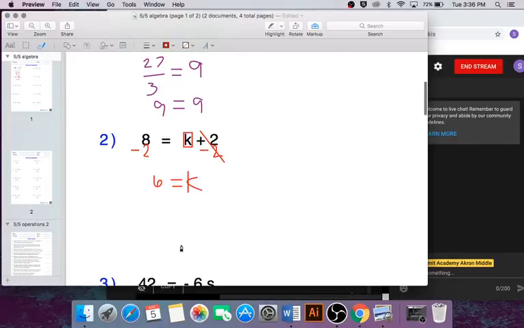Again, we can go back to our original equation and substitute our answer in to check. So that would look like 8 equals 6 plus 2. So we're going to substitute our number in for our variable. Six plus 2 is 8. So it would be 8 equals 8. So as long as these two numbers are the same, our answer to our variable is correct.